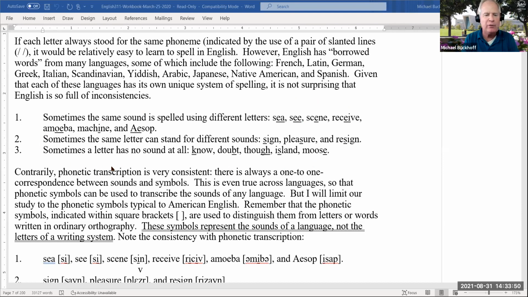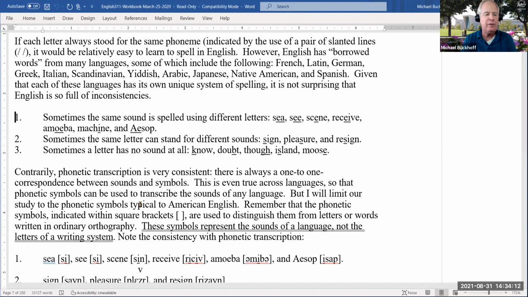Contrarily, phonetic transcription is very consistent. There is always a one-to-one correspondence between sounds and symbols. This is even true across languages, so that phonetic symbols can be used to transcribe the sounds of any language, but I will limit our study to the phonetic symbols typical to American English.